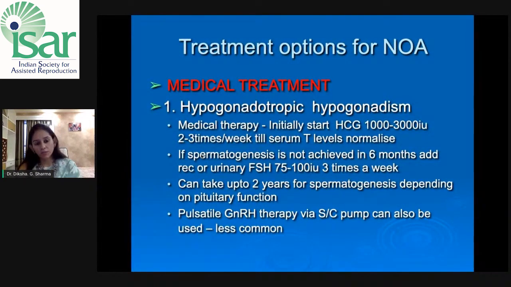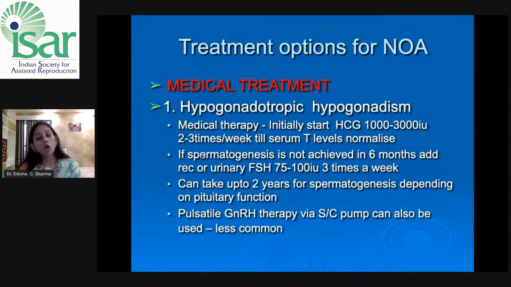What about medical treatment? Medical treatment for non-obstructive azoospermia is only a viable option for those males who have hypogonadism. In the treatment regime, we usually start with HCG injections, 1000 to 3000 IU, given 2 to 3 times a week till the serum testosterone levels normalize.